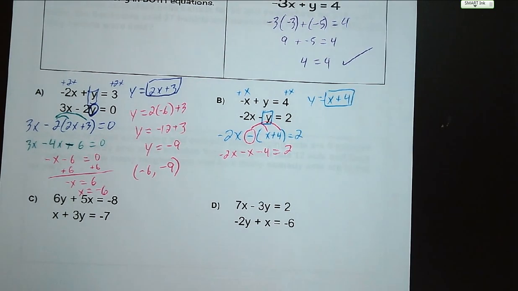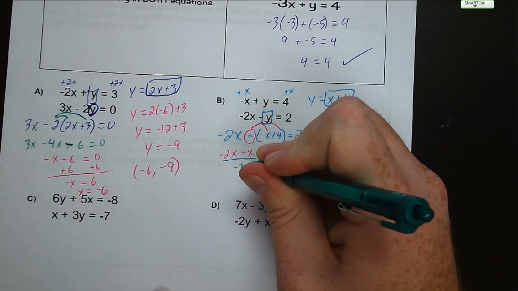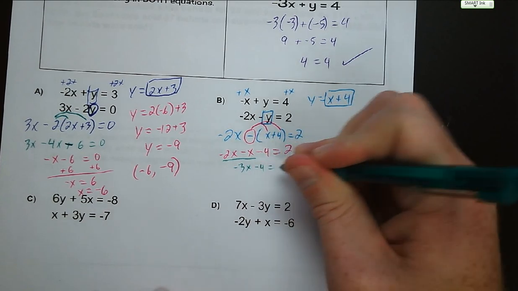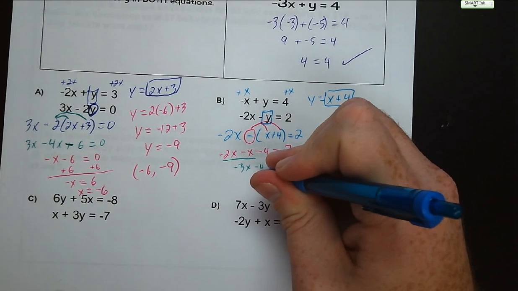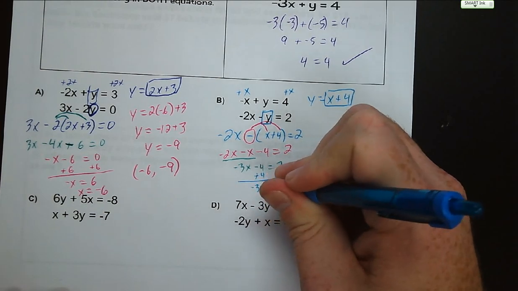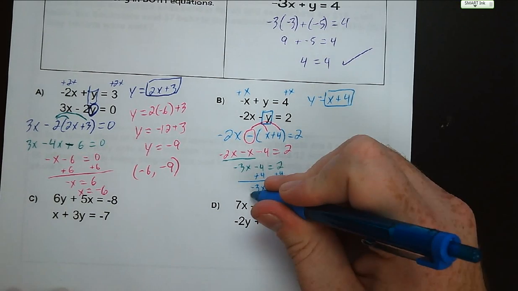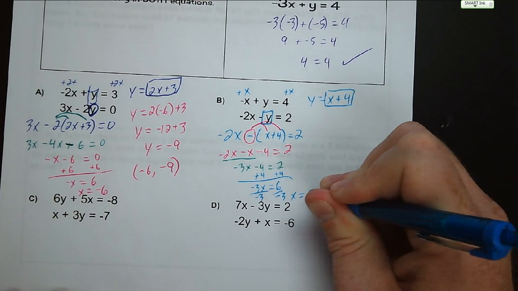Combine like terms. Negative 2x minus x is negative 3x minus 4 equals 2. Add 4 to both sides. So negative 3x equals 6. Divide by negative 3. x equals negative 2.